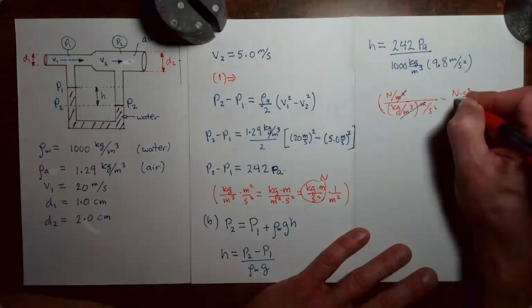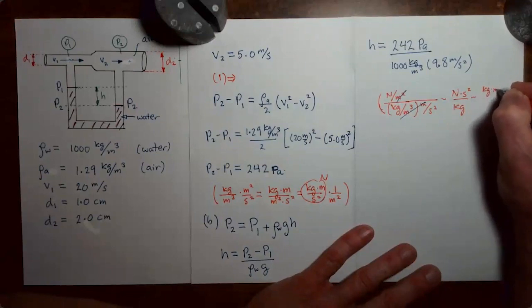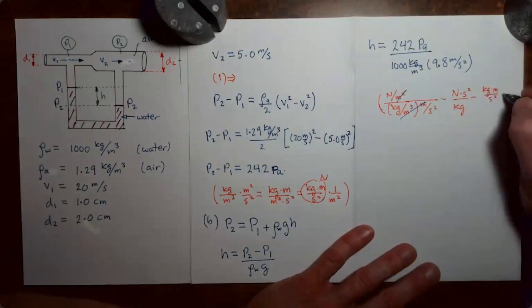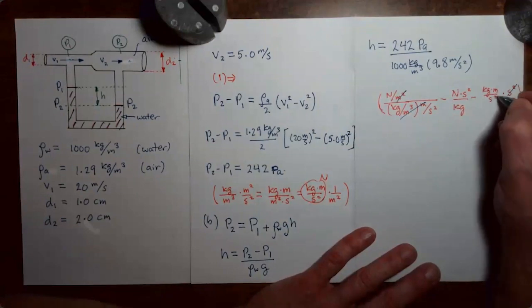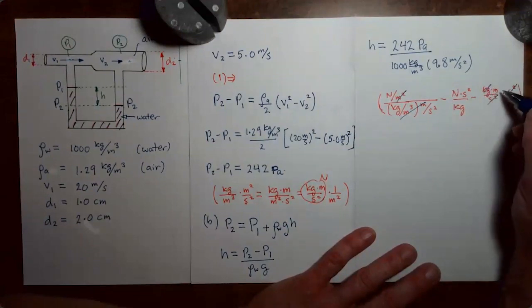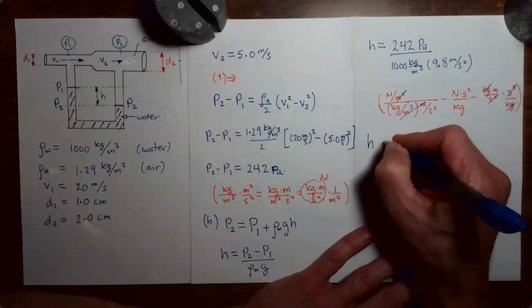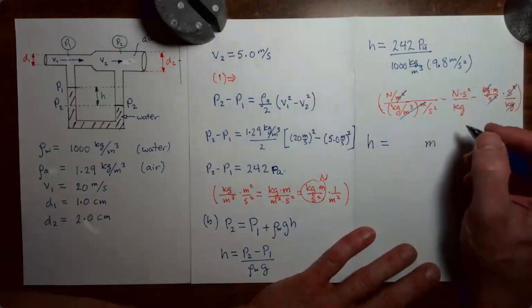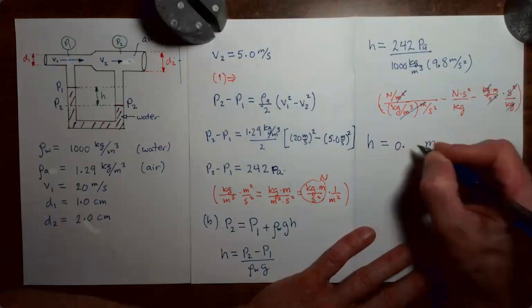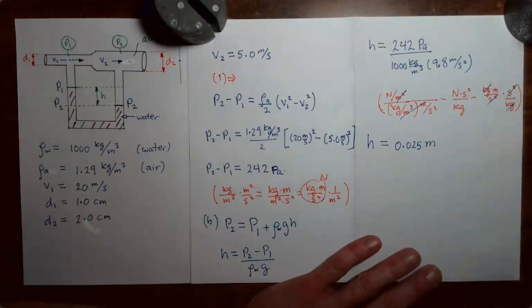So I have newtons times second squared over kilograms. Now a newton is a kilograms meter per second squared. But then I also have here second squared over kilograms. So second squared cancels second squared, kilograms cancels kilograms, and we are left with just meters as we would expect for a height. So our height would be however many meters. When you punch everything into your calculator, I hope you will get 0.025 meters.